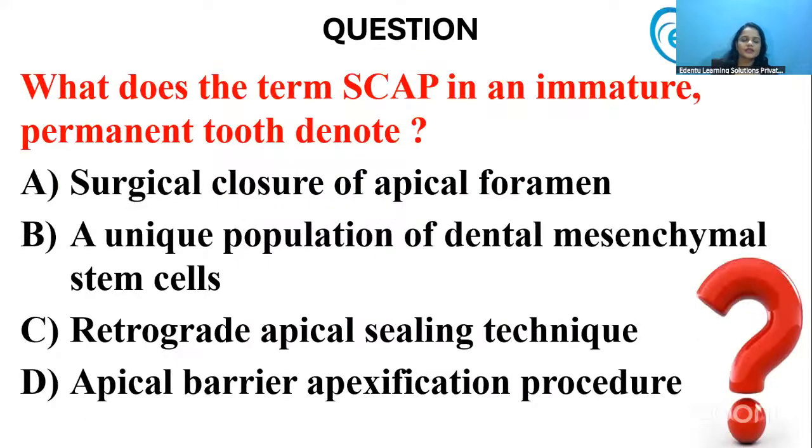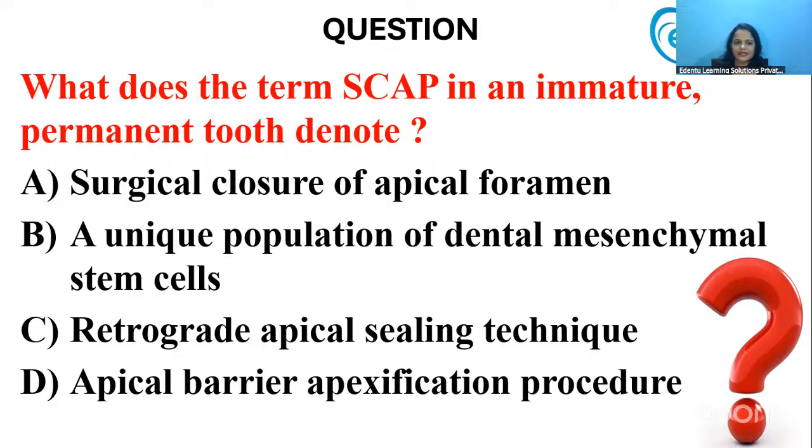Now, next question. What does the term SCAP in an immature permanent tooth denote? Does it mean surgical closure of apical foramen, or is it a unique population of dental mesenchymal stem cells, or the retrograde apical sealing technique, or the apical barrier apexification procedure? Yes, doctors, there is a confusion between option A and option B here. So in an immature permanent tooth, what does SCAP mean?